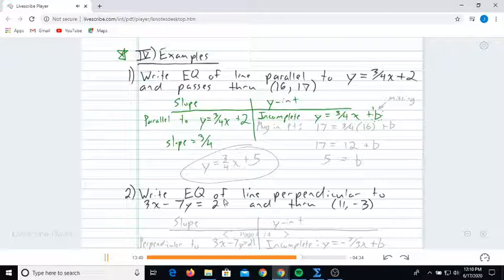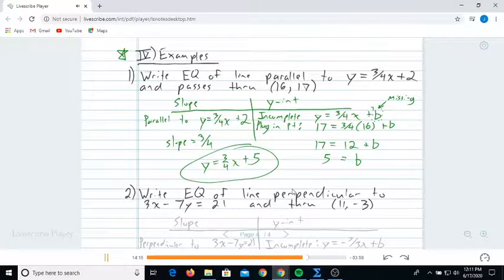So just like before, we are still missing that y-intercept. So what you do is plug in a point and solve. So we know the y value is 17 when the x value is 16. So all I'm doing there is plugging in a point and solving. So 17 equals 12 plus b. So b equals 5. So we know the slope is 3/4. We know the y-intercept is 5. And there's our equation. Bada bing, bada boom.